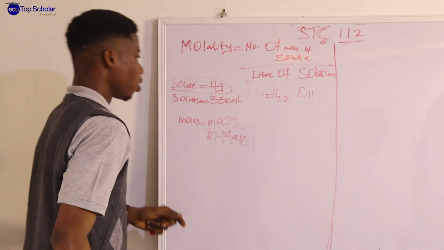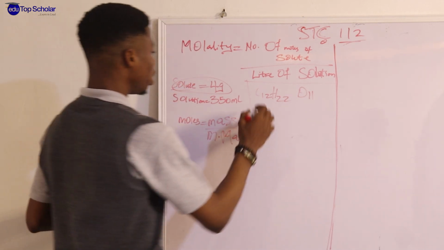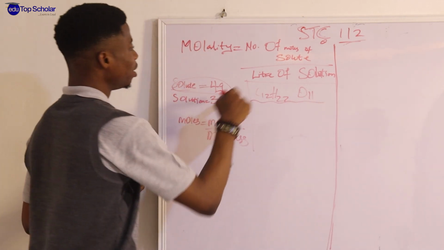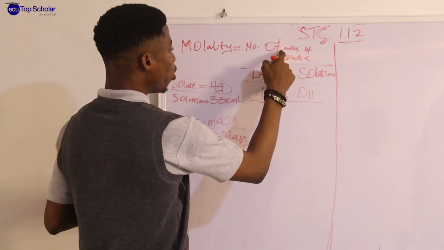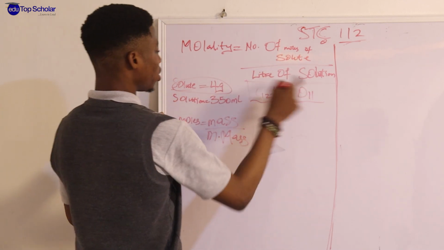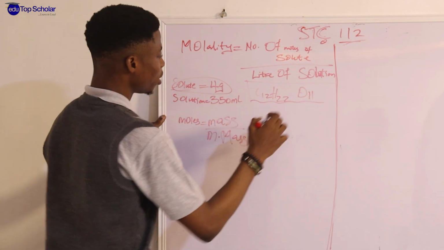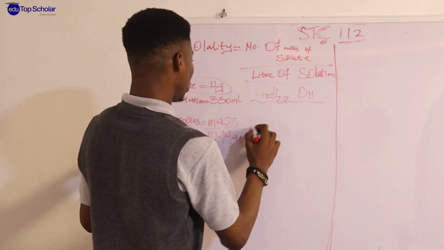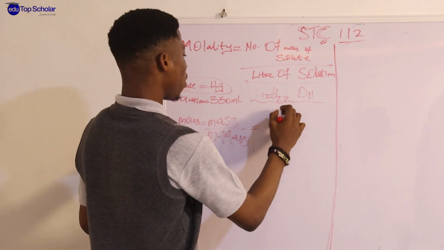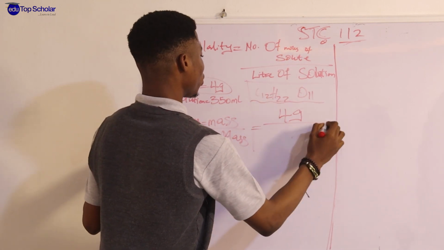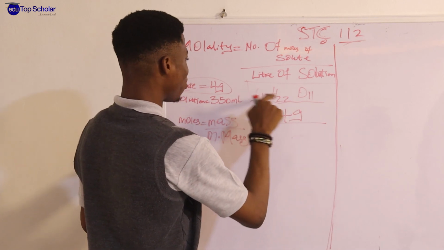C12H22O11. So now to get the moles of this solute, which is our sucrose, we need mass over molar mass, which is, our mass is 4 grams all over molar mass.